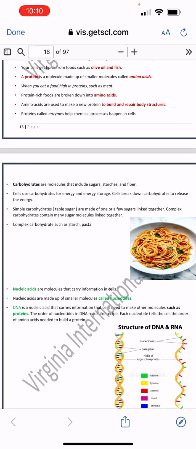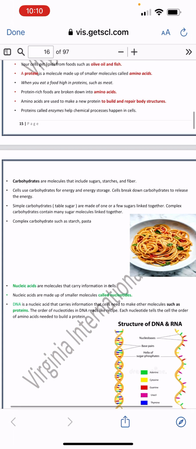What's the aim of this protein? It's used to build and repair body structures. So if we are going to repair hurt skin, we are going to need a protein. If we are going to build something, we need a protein.